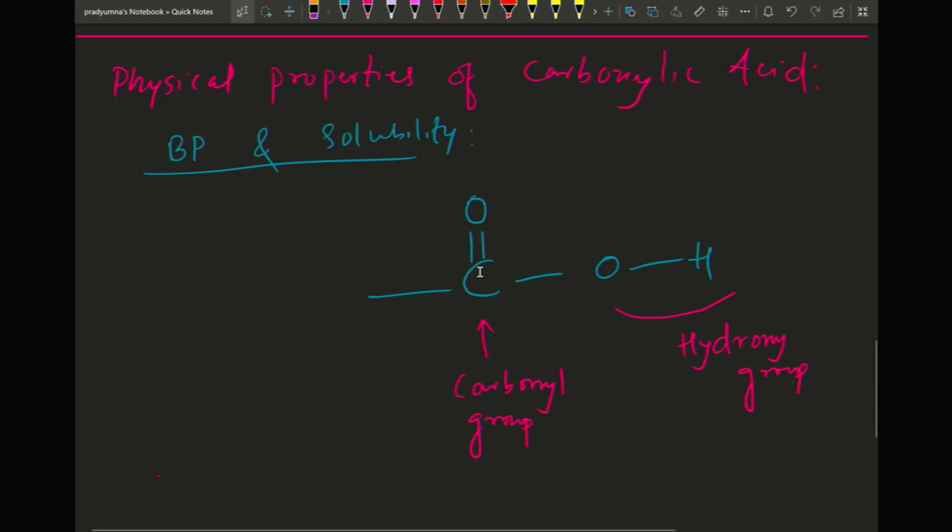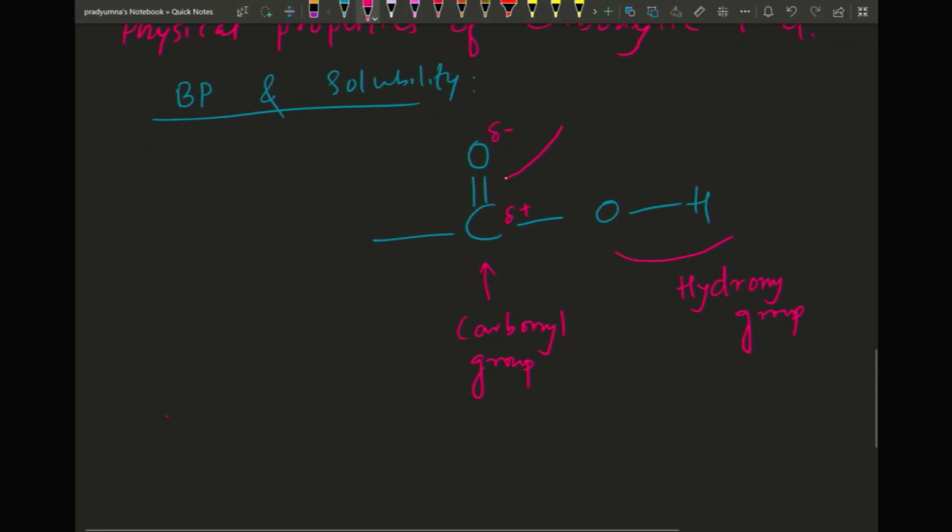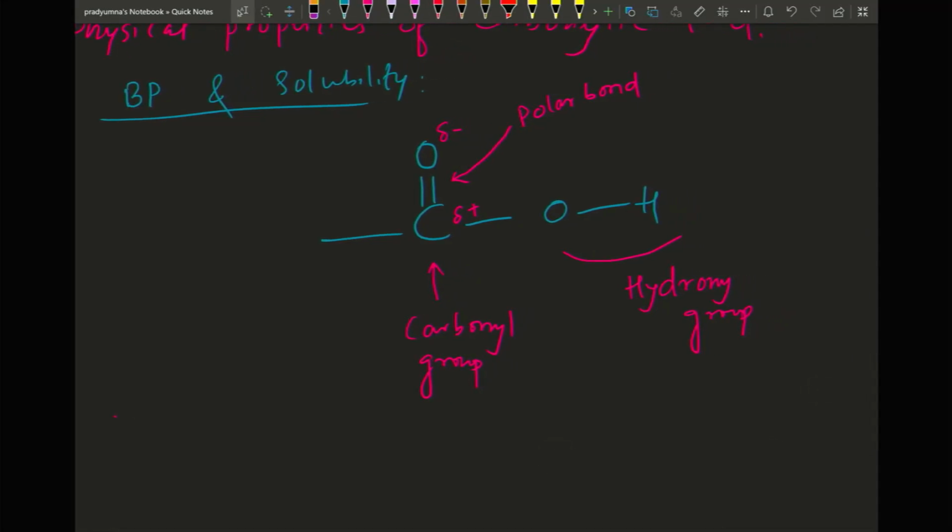If you recap your aldehyde or ketone chapter, you'll find out that this carbonyl is a polar bond right here. Because oxygen is more electronegative, it should have a slightly negative charge, and carbon is going to be slightly positive. So the bond between carbon and oxygen is a polar bond. If it is a polar bond, it could do dipole-dipole interactions, right? So how about the OH group?